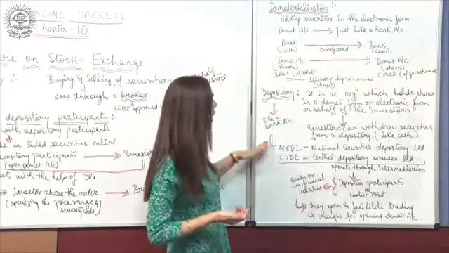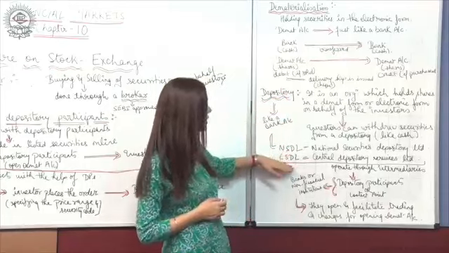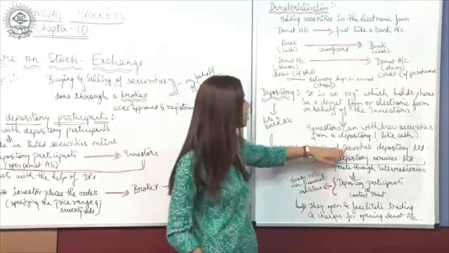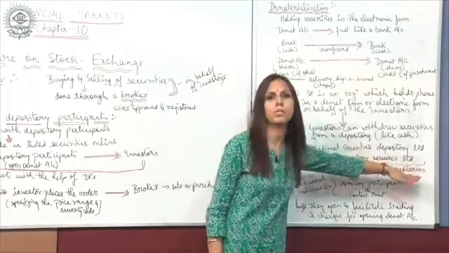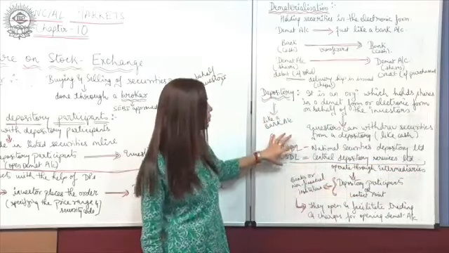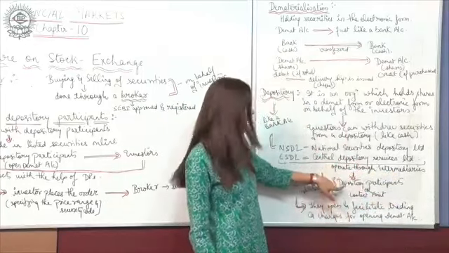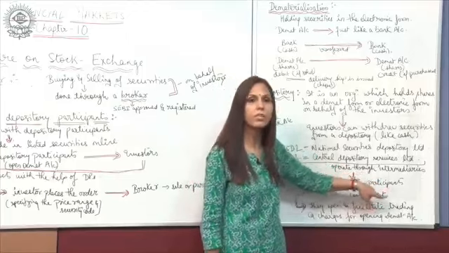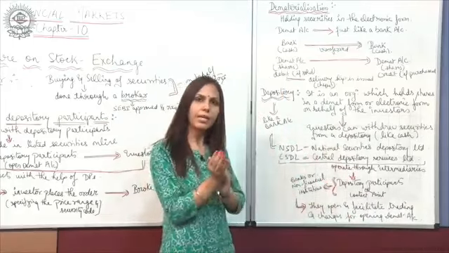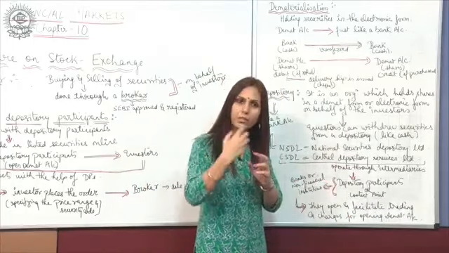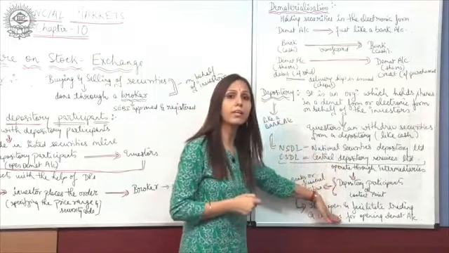Okay. There are two main depositories. One is NSDL and the second one is CSDL. NSDL is the National Securities Depository Limited and CSDL is Central Depository Services Limited. These two depositories operate through intermediaries, which we call depository participants, or the contact point, right? Depository participants are the link. They basically bring together the depository and the investors.